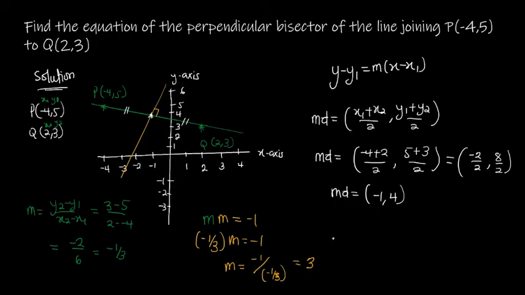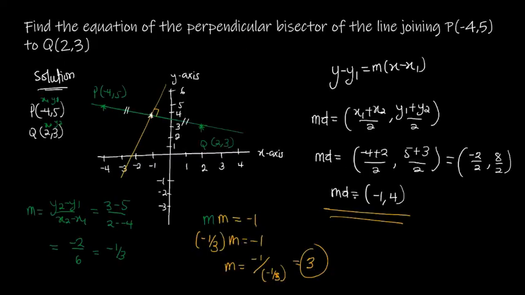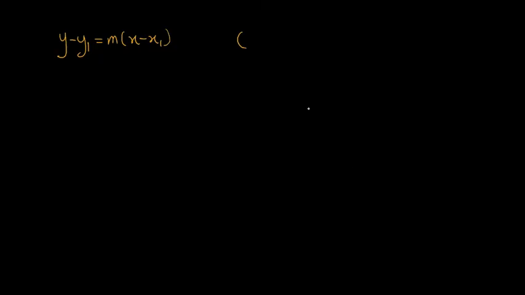Now from here we can go ahead and find our equation of the perpendicular bisector, now that we have the point (-1, 4) and the gradient 3. So let's go ahead and do that. The equation of the line is y minus y1 equals m into bracket x minus x1. Our point is (-1, 4), and our gradient m is 3. So let's do the substitution.